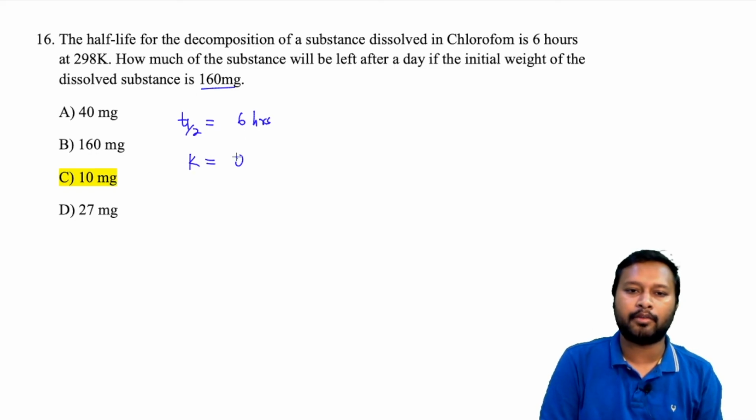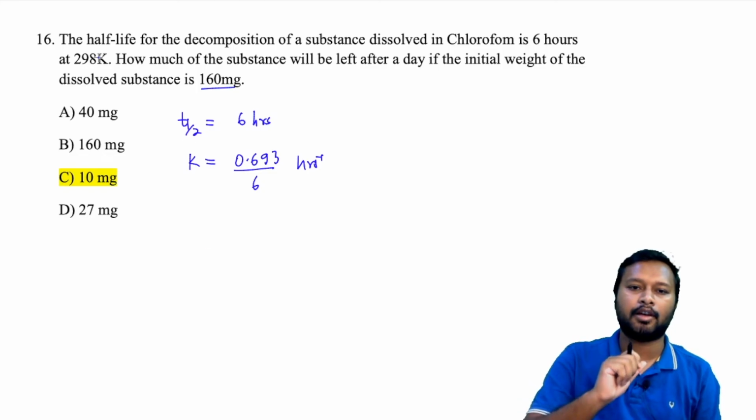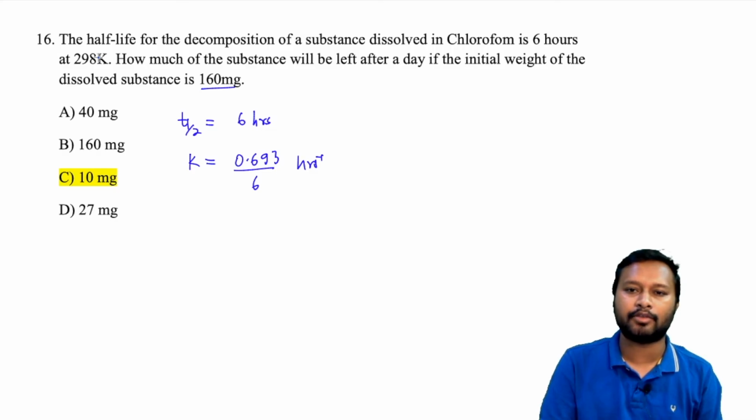So the rate constant will be 0.693 upon 6. Let's keep it in hours, so that will be hours inverse. Now, since it's a half-life, we can assume this is a first order reaction. It's not given which order reaction it is, but let's assume it as first order. It says it's a decomposition of some substance in chloroform, so that's first order kinetics. Now they are asking how much substance will be left after a day if the initial weight of the substance is 160 milligram.